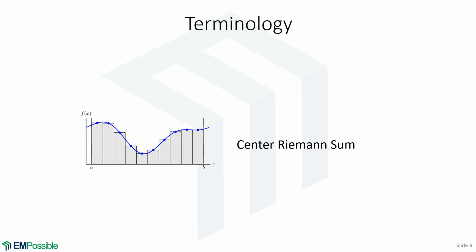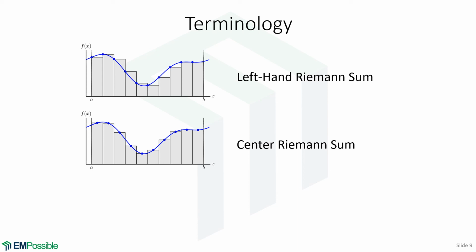So here's our terminology. What we've been talking about for discrete integration is called a center Riemann sum. And that's where these points are centered on each of the rectangles. And notice these points don't fall exactly on A or B. They're offset by a half of the width of the rectangle that we're calling delta x.